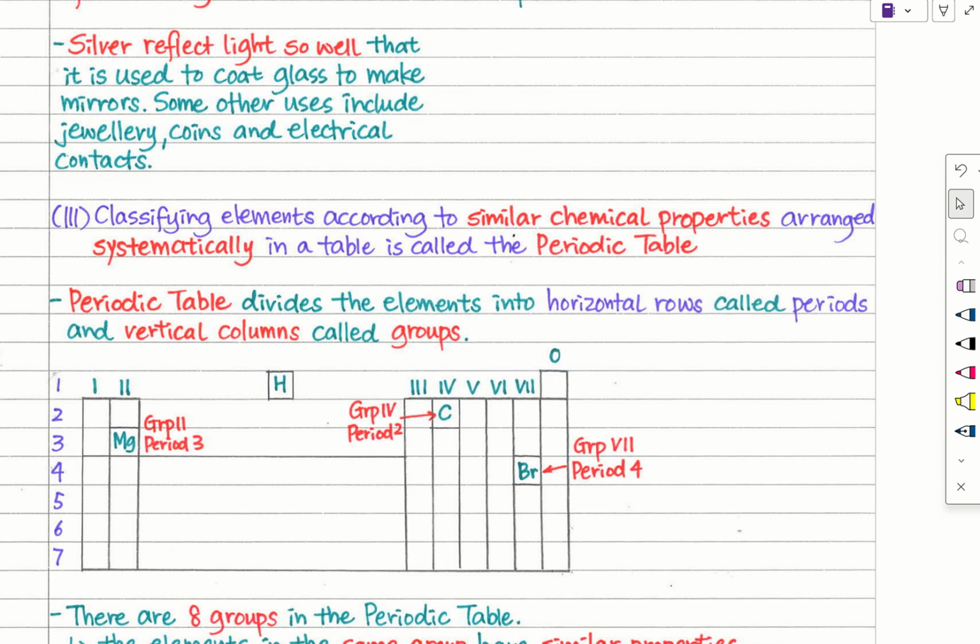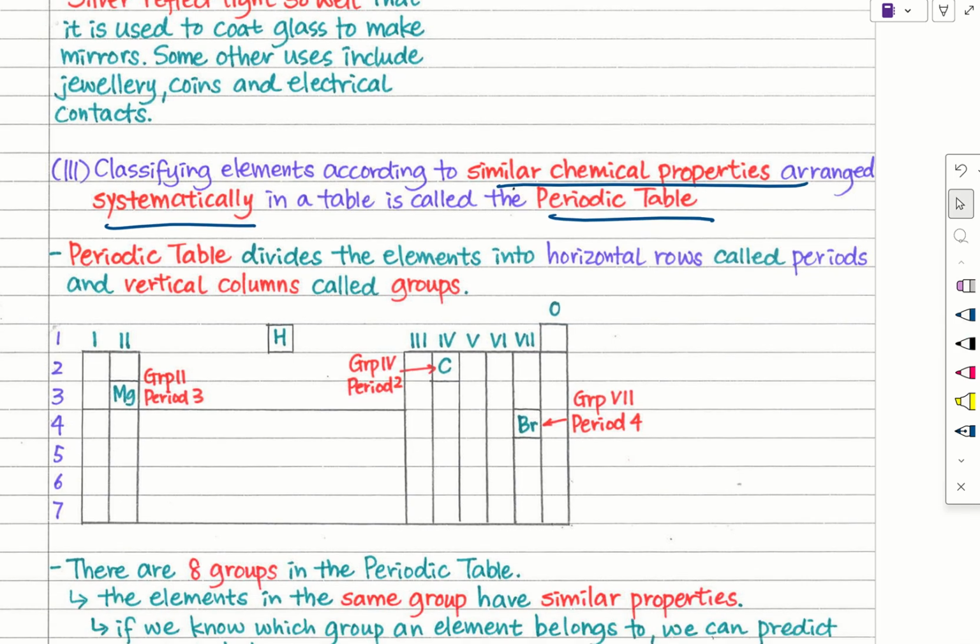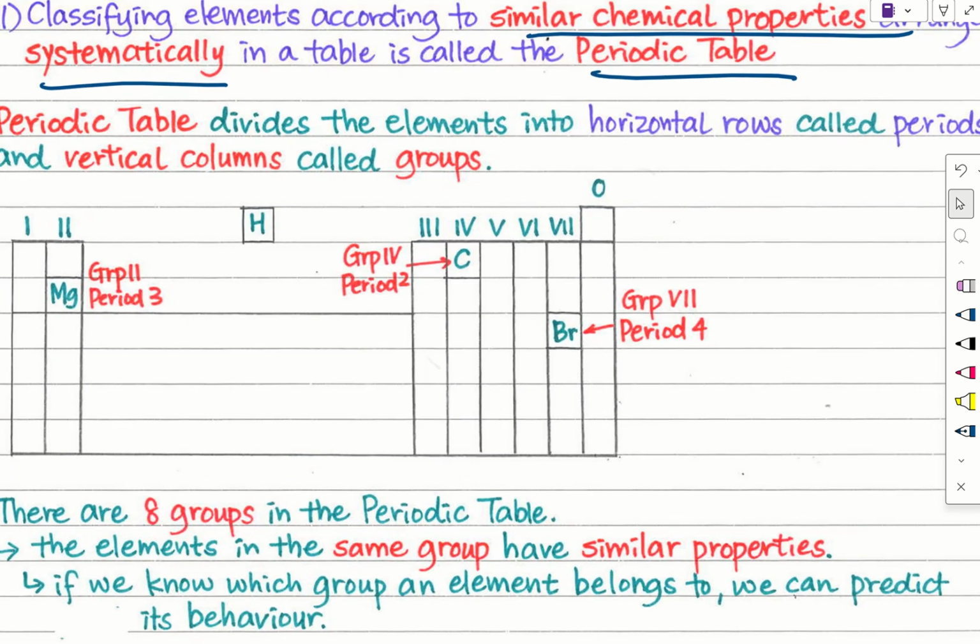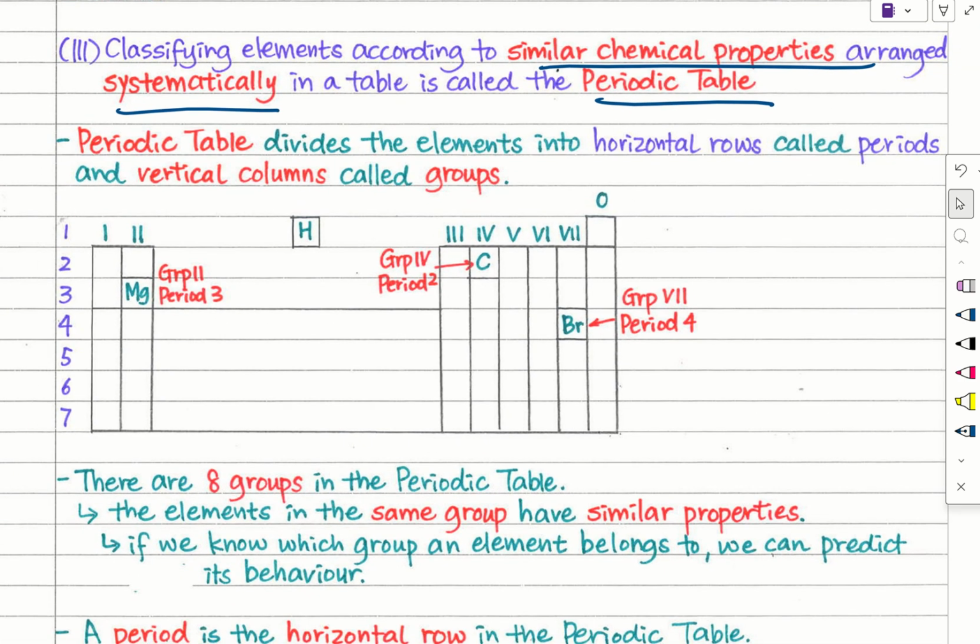Okay, we can classify elements according to their similar chemical properties arranged systematically in the periodic table. So this is the periodic table. It divides elements into horizontal rows called periods. Vertical columns are groups. So horizontal is from left to right. Vertical is downwards. All right.